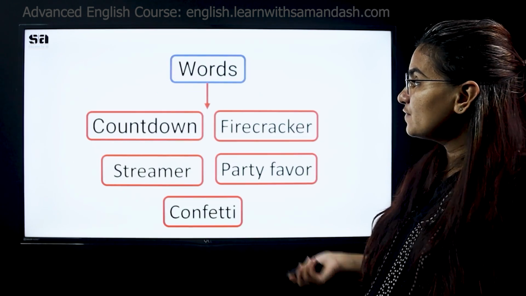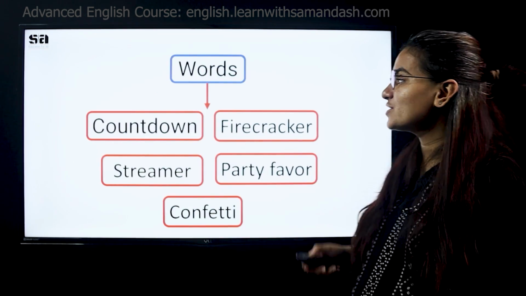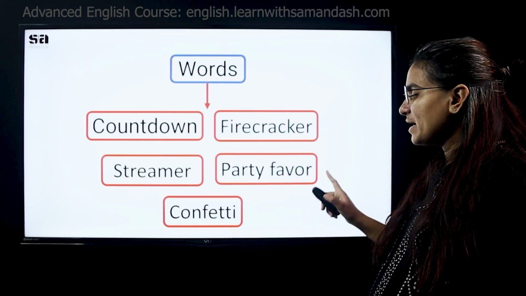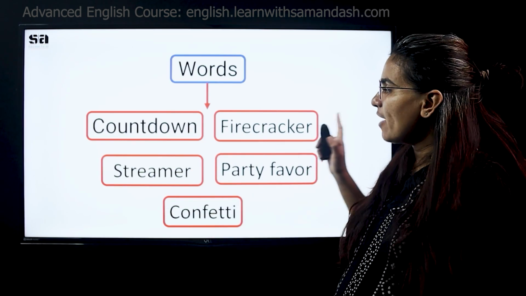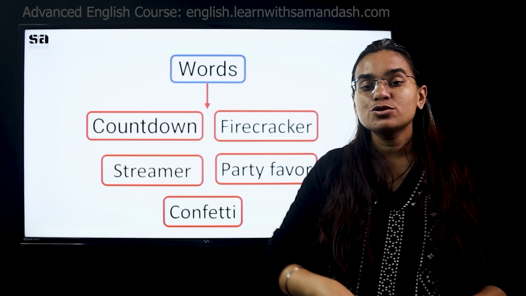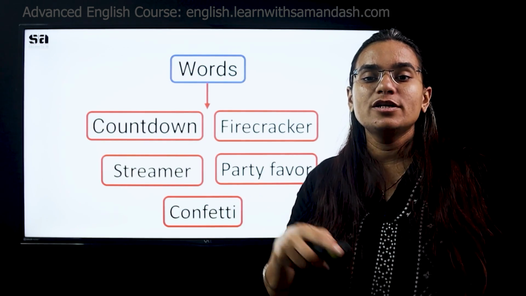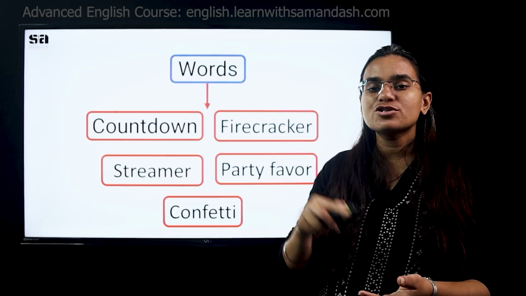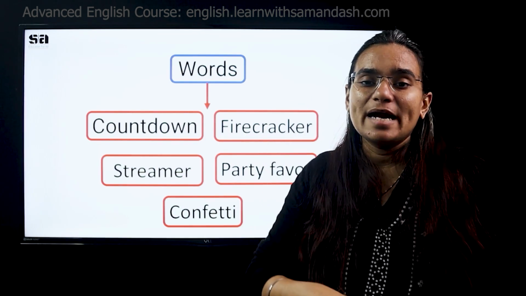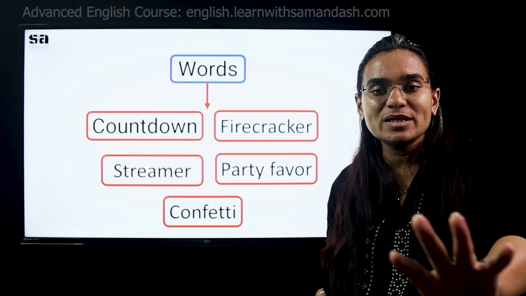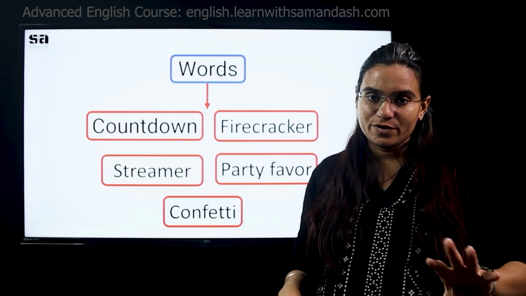By the end of this whole discussion, we have discussed countdown, firecracker, streamer, party favor, and confetti. You have 5 different words to use whenever you are talking to a friend about New Year or a birthday celebration, or a different kind of party, like an engagement party. You can actually have a huge discussion with them by using these 5 words.